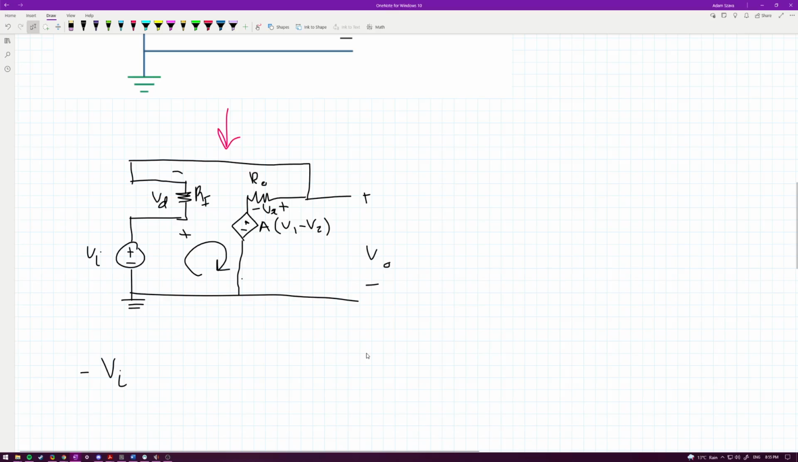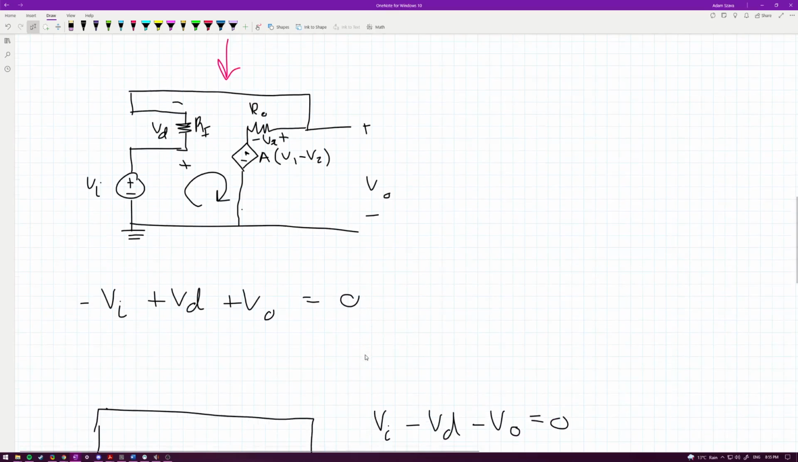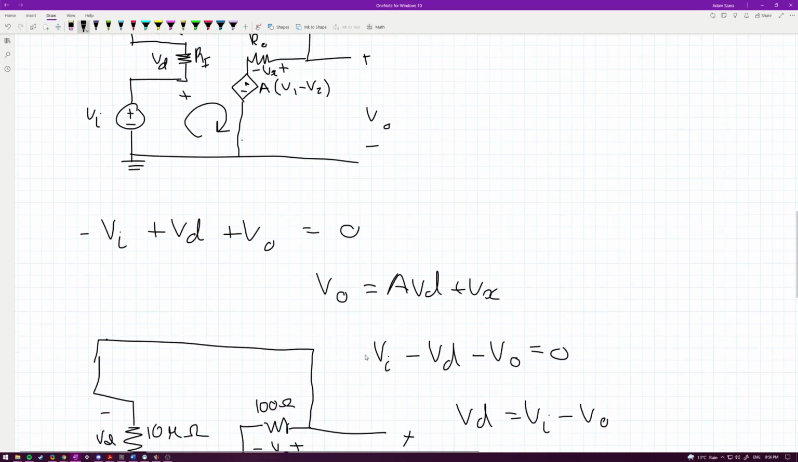So it'll be minus VI plus VD plus VO equals 0. And then I want to note that VO equals A VD plus VX, right? Rearrange this for VD. So VD equals VI minus VO. Substitute that into here.